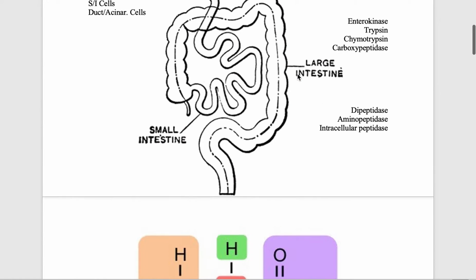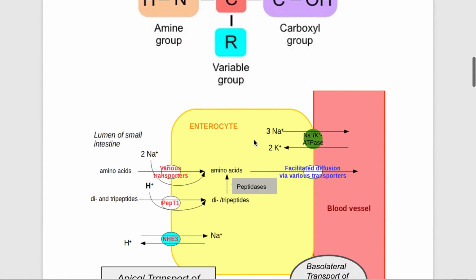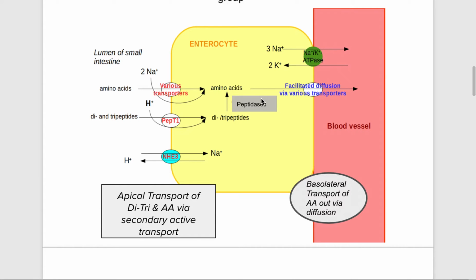So now once we're done in the intestine here, we're moving on to the enterocyte, in which we have our various transporters here, which carry our amino acids, riding sodium into the enterocyte. Di and tripeptides are going to hitch a ride onto hydrogen through the PepT1 transporter, again into the enterocyte, and then we have our NHE3 transporter here, which is just going to maintain our sodium and hydrogen gradient here.